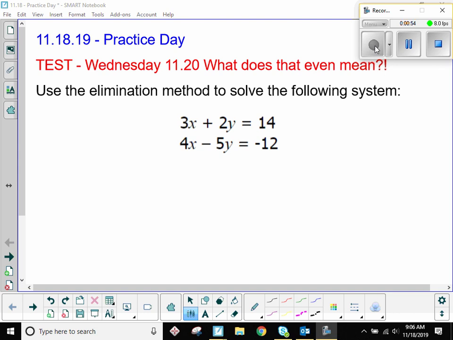Now in this problem, you could do the x's or the y's. Neither one's really that much easier than the other one. In my opinion, the y is slightly easier. Why do you think I would say that? The y already has opposite signs, right? But it doesn't really matter which one you do. If you wanted to eliminate the x's, you could multiply everything here by -4, and then you would multiply everything here by 3, because that would make -12x, positive 12x, and they would cancel.